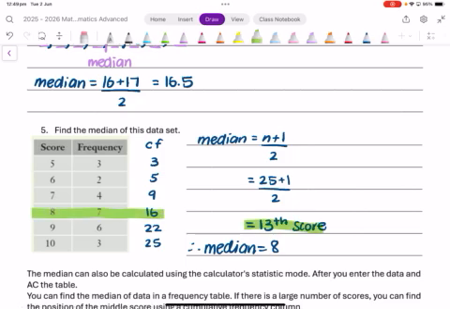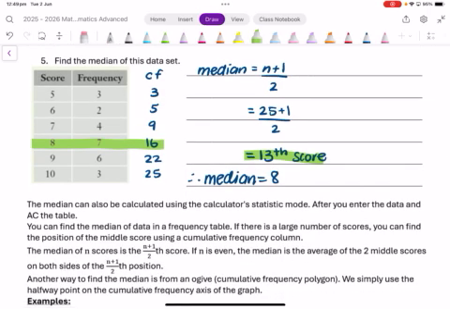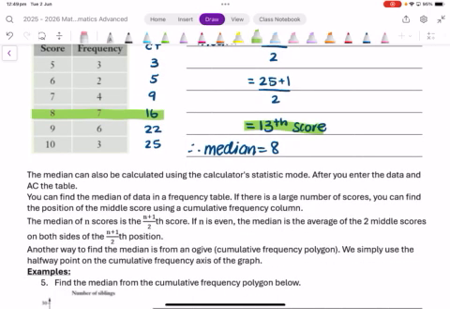You could do it the long way as well. Yes, you could write everything out and do it the long way, but that would waste time. Okay, so we can also calculate the median using the statistics mode as well.